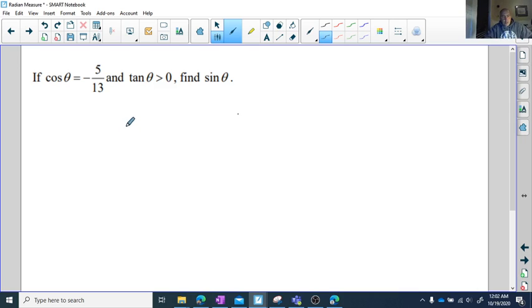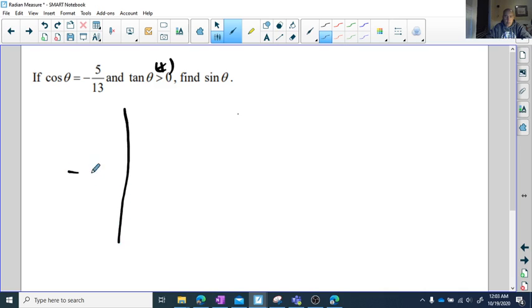All right, here's another sample. So it's telling me the cosine of some angle is -5/13, and the tangent of the same angle is positive. Greater than 0 means positive. Find the sine of this angle. We need to draw a picture of it.